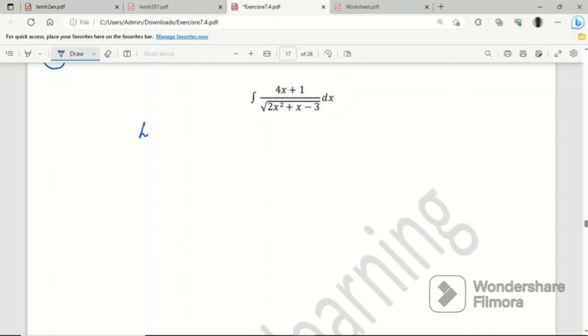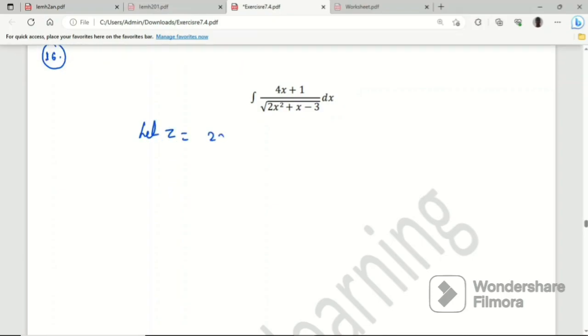I can take let z equal to 2x square plus x minus 3. Try to take this whole denominator as z. Don't take 2x square plus x as z. Although then you'll be able to substitute, but then there will be some problem. You will get something like z minus 3, so it will create problem. You won't be able to solve further then.